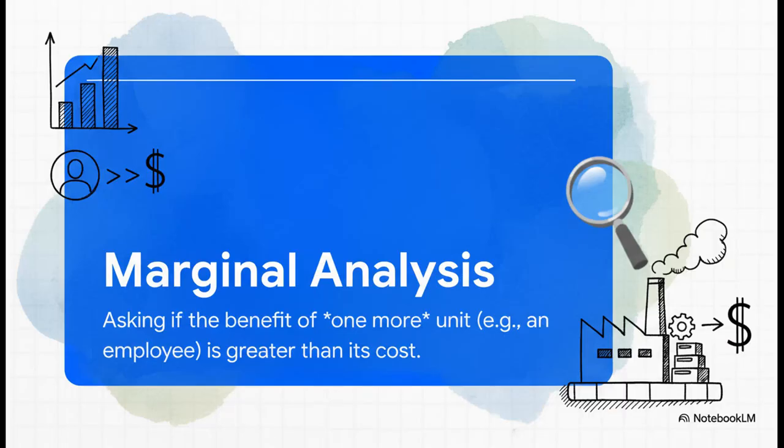And that is exactly where marginal analysis comes in. This is how you actually apply that rule. It's the simple, powerful practice of always asking, what is the benefit and what is the cost of doing just one more? For example, should we hire one more employee? Well, only if the value they bring in is greater than what we have to pay them. Should we make one more product? Only if the money we get from selling it is more than what it cost us to make. It's all about that next step.